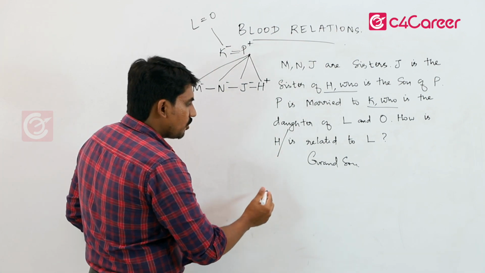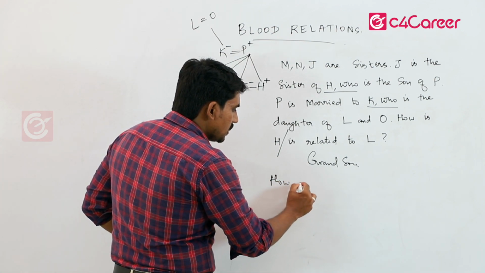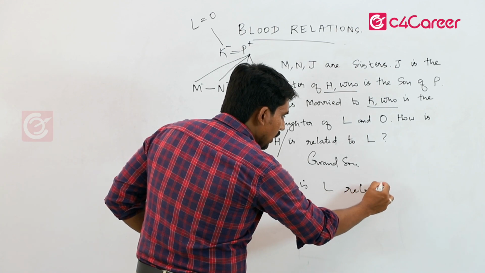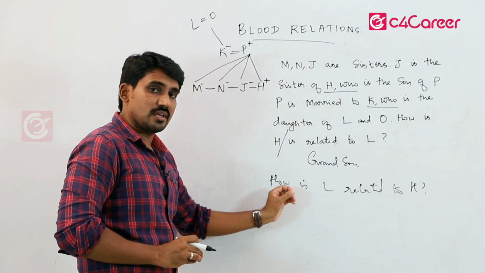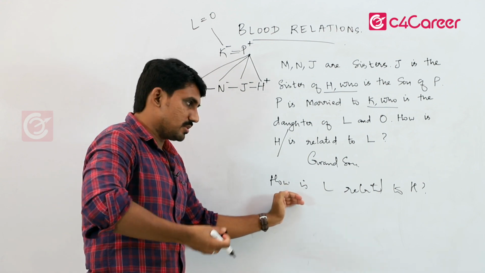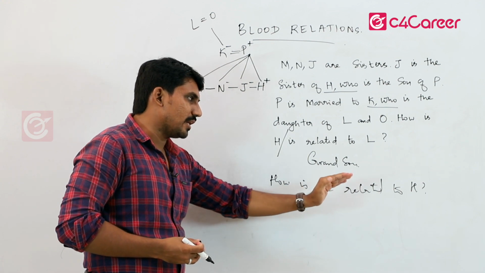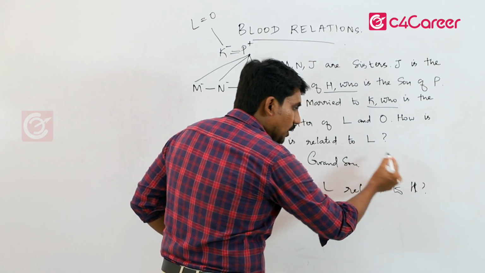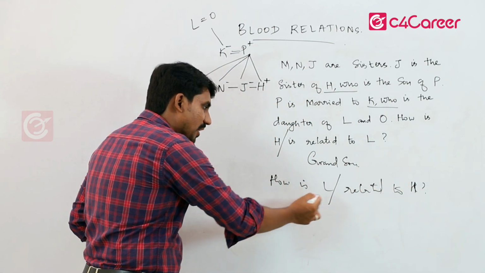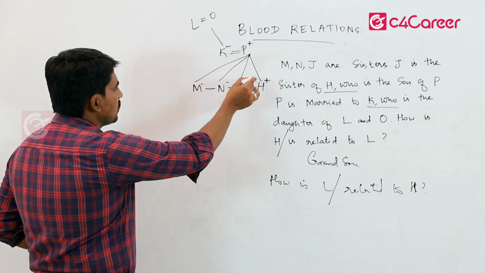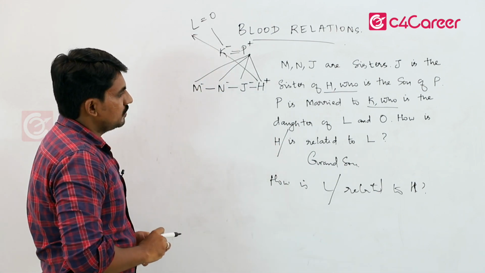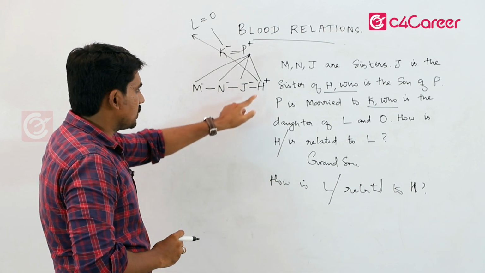Now, the same question they will ask like this: how is L related to H? What is the answer for this question? Can you read this? I say the question, how is L related to H? That means find the answer for L from H. Clear? From H, what is the answer for L? That is the next question, right? How is L related to H?